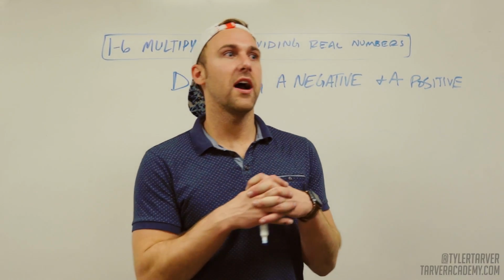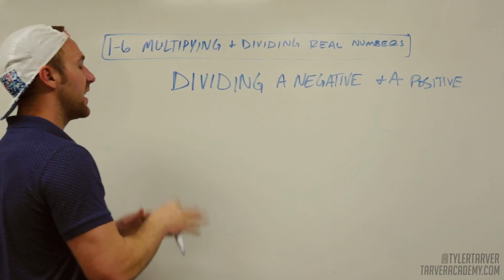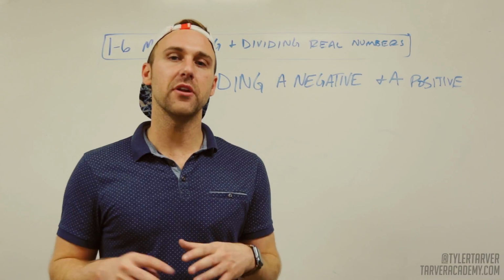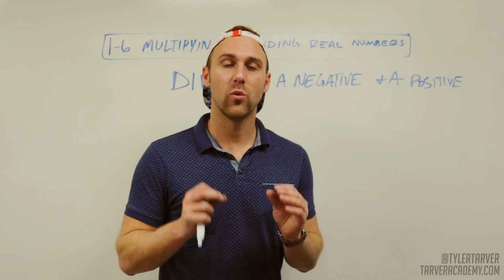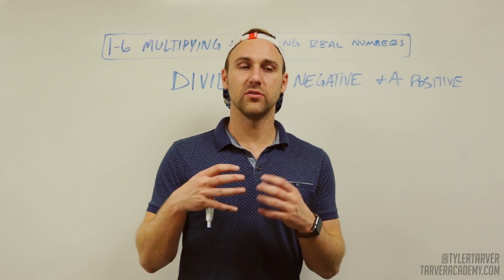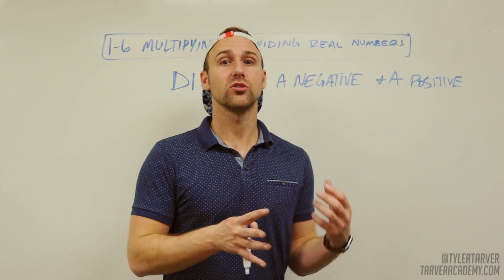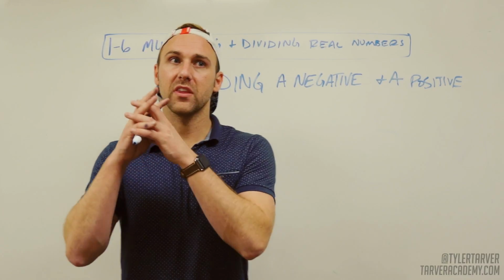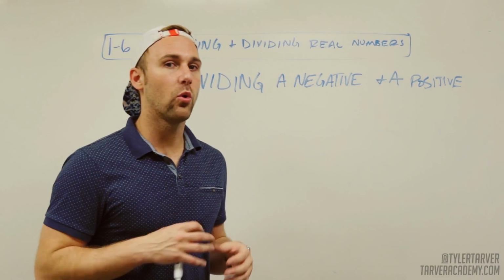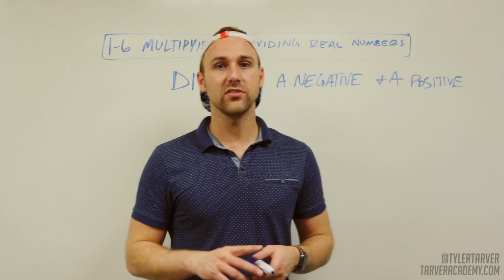So now we want to talk about dividing a negative and a positive, or vice versa, dividing a positive and a negative. Anytime you're dividing two numbers and they have different signs, what does my answer look like? Or another term for the result of division is a quotient. What does my quotient look like? It's going to be a negative every time. If you've got one that's a positive and one that's a negative, the negative's always going to stick around.